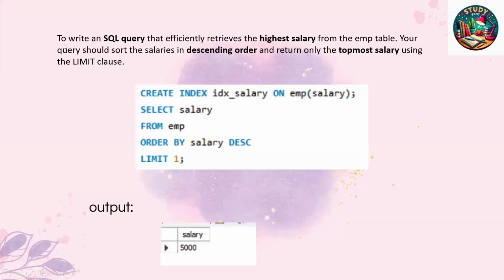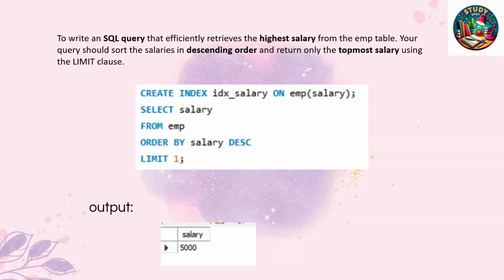The next query is to write a SQL query that efficiently retrieves the highest salary from the employee table. Your query should sort the salary in descending order and return only the topmost salary using the LIMIT clause. Here first I am creating an index. CREATE INDEX idx_salary ON employee(salary). This statement creates an index named idx_salary on the salary column in the employee table.